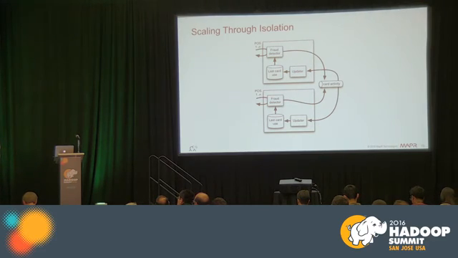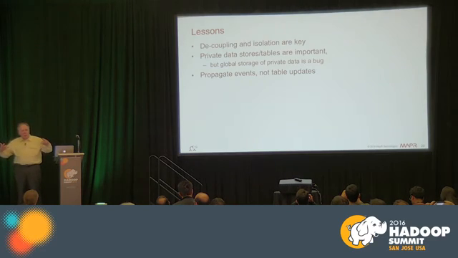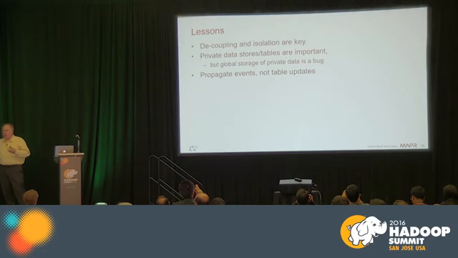If we had to share that database between different applications, we couldn't specialize it and make it as small and efficient as that. And so this is an example of how it's much easier to build these systems in this style. Decoupling and isolation are key to this, and private data stores are very, very important, but global storage of private data is a bug. We need to propagate business level events, not table updates.